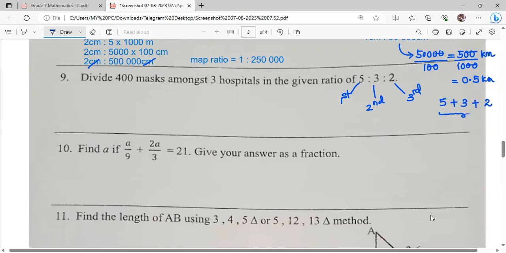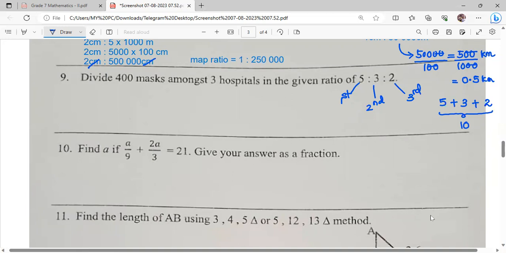Why are we adding like this? 5 plus 3 is 8, 8 plus 2 is 10. Because we should know that if I need to give 5 marks to the first hospital, 3 marks to the second hospital and 2 marks to the third hospital, at least I should have 10 marks. Otherwise, I can't divide them like that, 5 to 3 to 2. So I should have 10 marks.